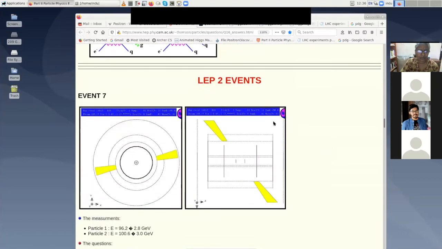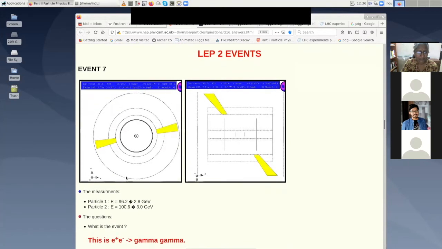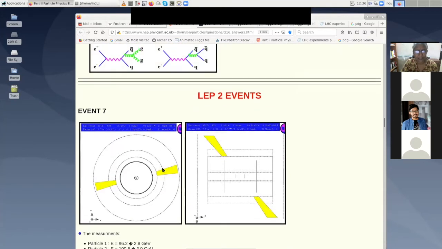These are the LEP2 events, which have higher energy. Just tell me what this is. We'll stop at this. This you should tell me what it is, right? This is gamma. Very nice. Gamma, gamma. No track. Immediately you know it's a neutral particle. Energy only in the electromagnetic calorimeter, not in the hadron calorimeter. That's your gamma.